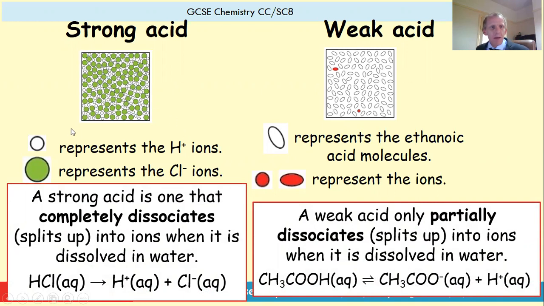In this diagram, each of these circles is a hydrogen ion, and each of these circles is a chloride ion, and they have become completely separated. So they are two separate ions.